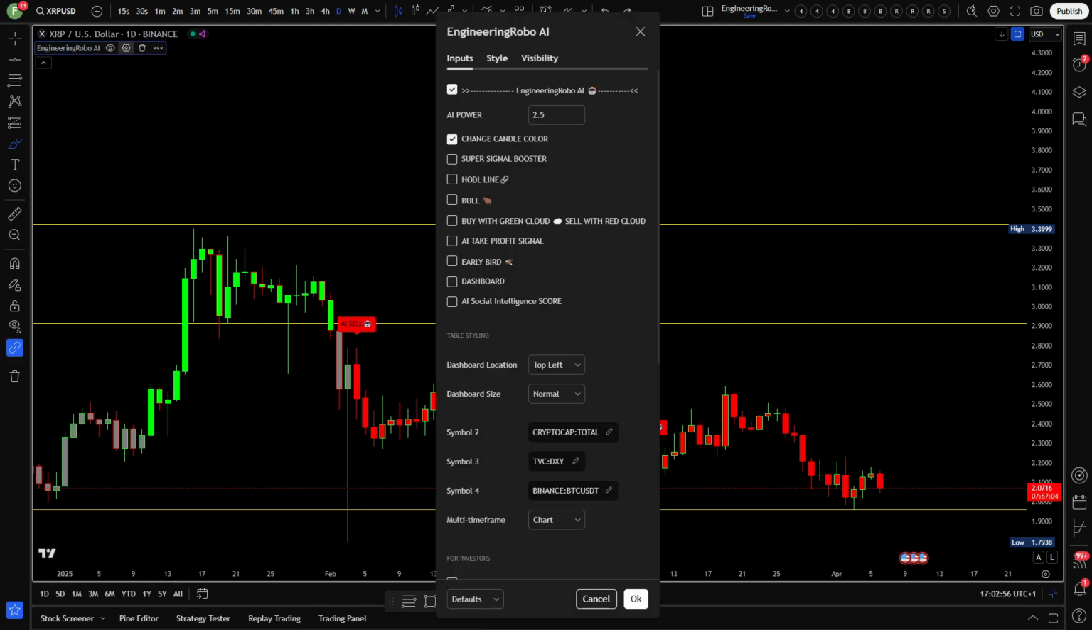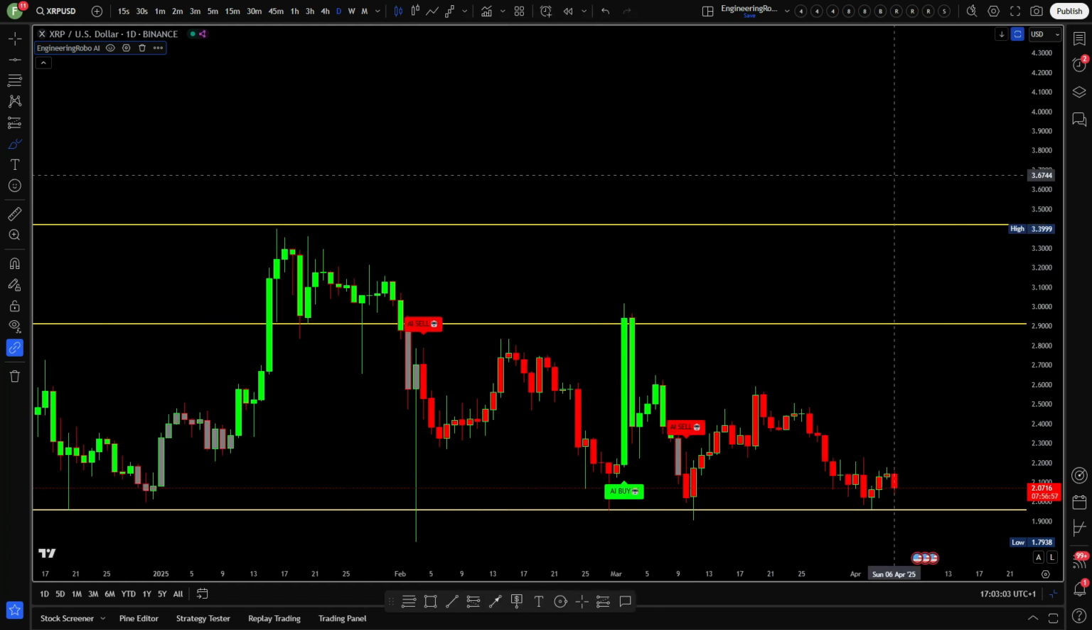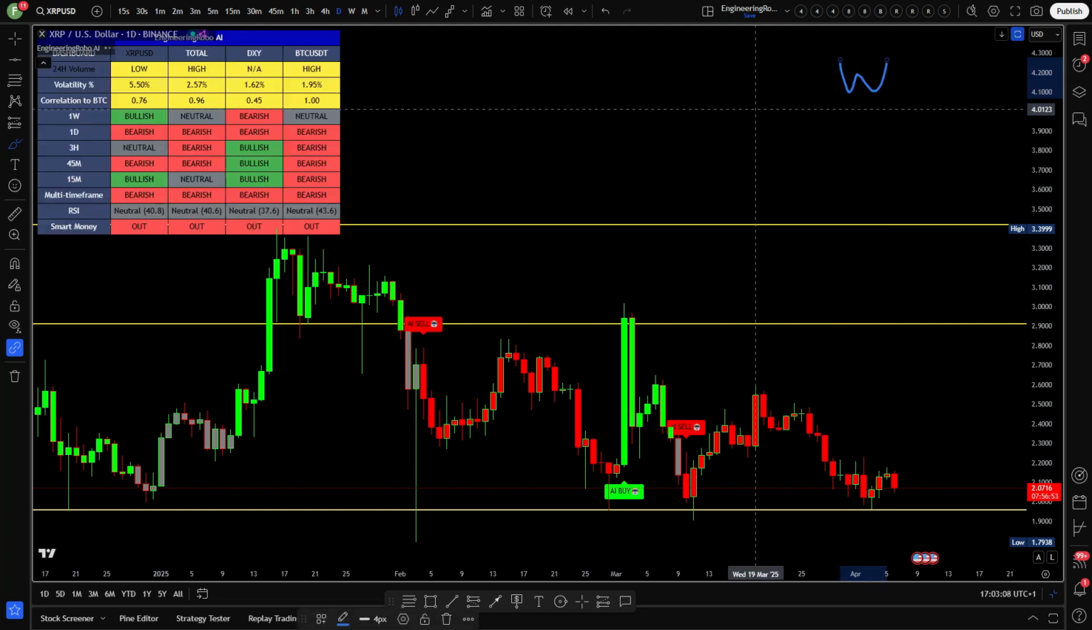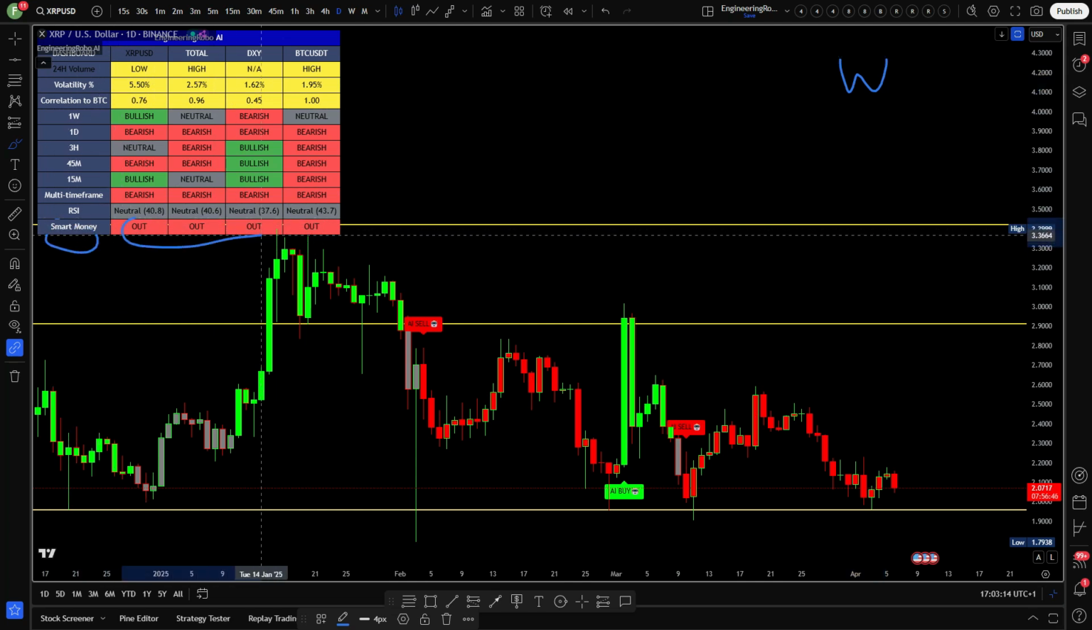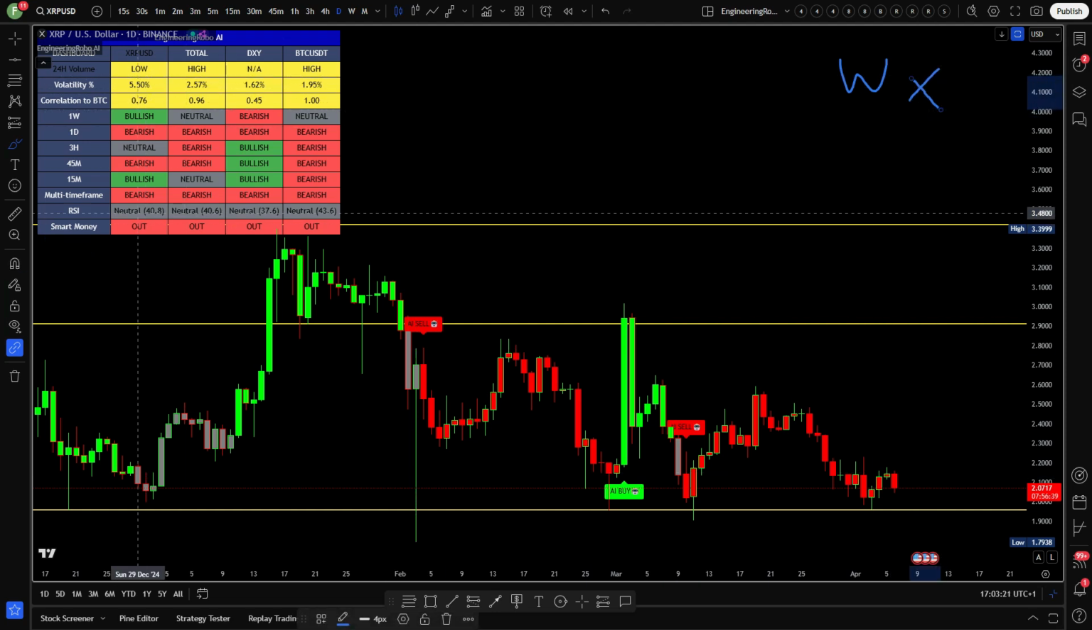So the first one was the wallet. Let's have a look at our dashboard to get an understanding of what the position is for smart money. The indicator itself tracks smart money, and that's the wallets. We can clearly see that all smart money is out at the moment, so we don't have a possible trade for wallets.